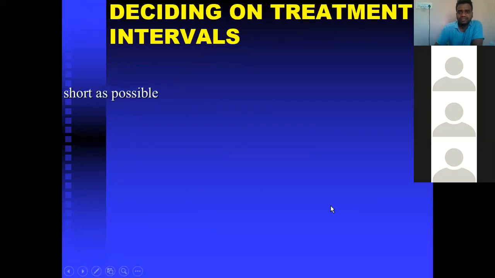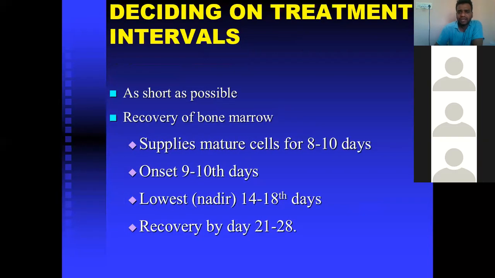So deciding on the treatment interval, the physician tries to make it as short as possible, and the patient should recover from the bone marrow toxicity, the bone marrow side effects. So how is the recovery of the bone marrow happening? That's what we are discussing now. It supplies mature cells for 8 to 10 days. Onset is 9 to 10 days.